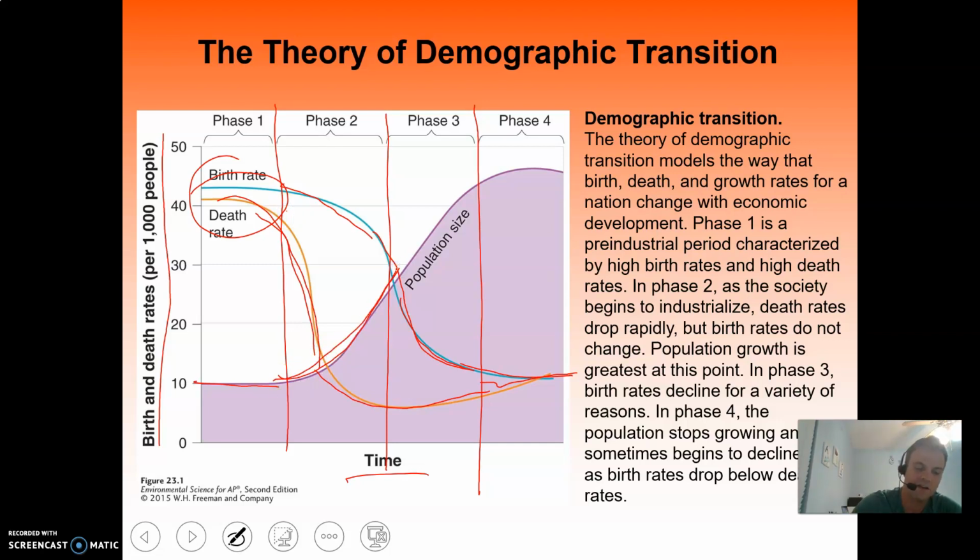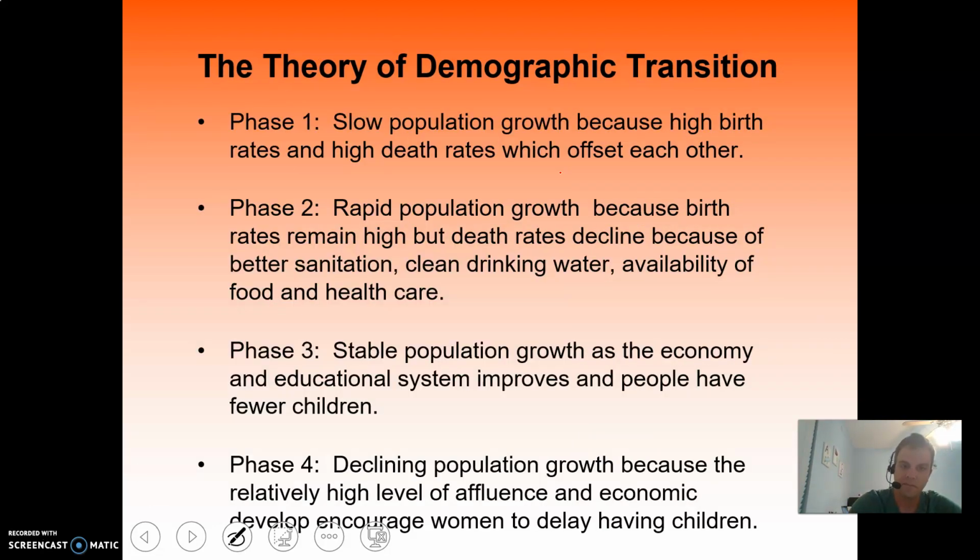So you see this a lot in our LEDCs currently. You'll see major increases because a lot of them are in phase 2. That increase continues in phase 3, but will start to level off at the end of phase 3 because the birth rate and death rate are both getting lower, and will finally level out in phase 4. You have a higher population than what you began with. But you do have a leveling off. And this is called the theory of demographic transition. And this is just really what happens and why.